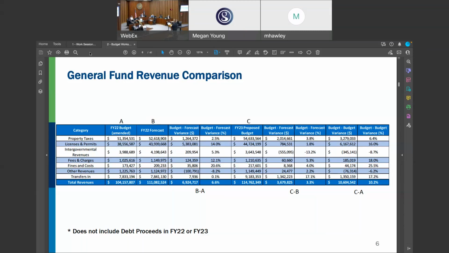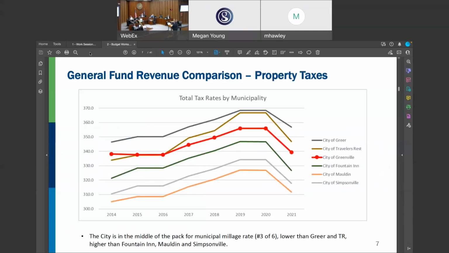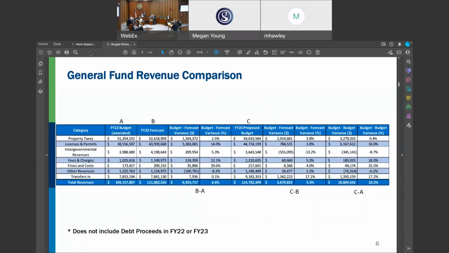Next slide, please. Matt, can I ask a question on that slide? Okay. So what you're saying, if you look at the column where it says budget forecast variance and the percentage, are you telling me or us that, I don't know if this is the right term, is that surplus? Is that extra? Is that more money that came in than what we had forecasted?